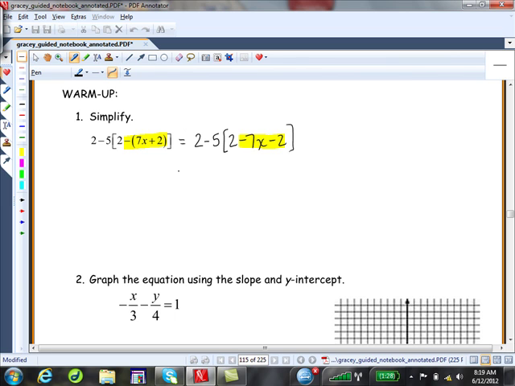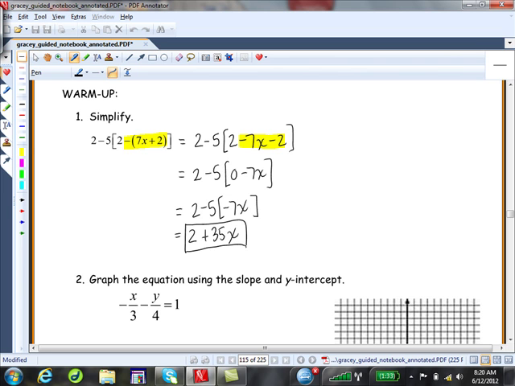Okay, now next up we can simplify. Do you see we'll have 2 minus 2 inside, which is 0. So we'll get 0 minus 7 x's. And then we'll have 2 minus 5 times negative 7x. And then we will have negative 5 times negative 7x is 2 plus 35 x's. And we're all done. How'd you guys do? Awesome! I bet that's getting a little easier for you now.